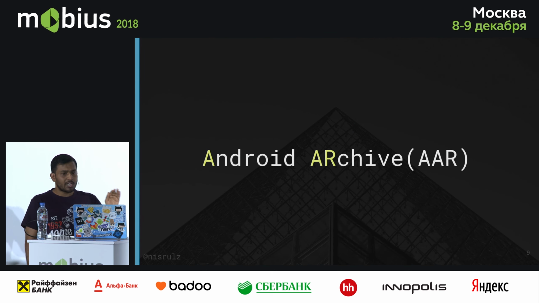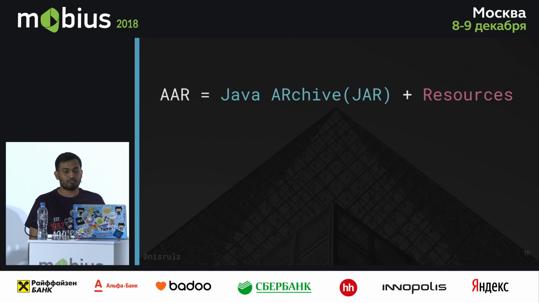The most fundamental thing about Android libraries is the Android Archive, the same way as you have for an Android app. It's called APK, which stands for Android Package. Android libraries are bundled as Android Archive, or in short, AAR. And what exactly is an Android Archive, or AAR? They're basically Java Archive plus resources.